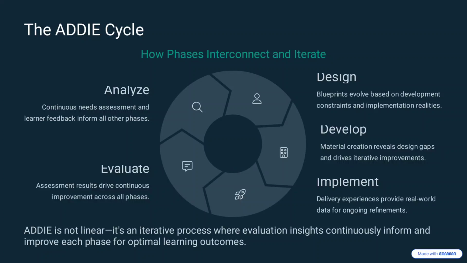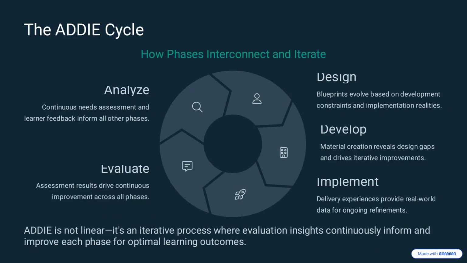So this is the main summary and the cycle of the ADDIE instructional model. It shows how all the phases interconnect and iterate with each other. As you can see, the first phase is analysis, where continuous needs assessment and learner feedback inform all other phases.